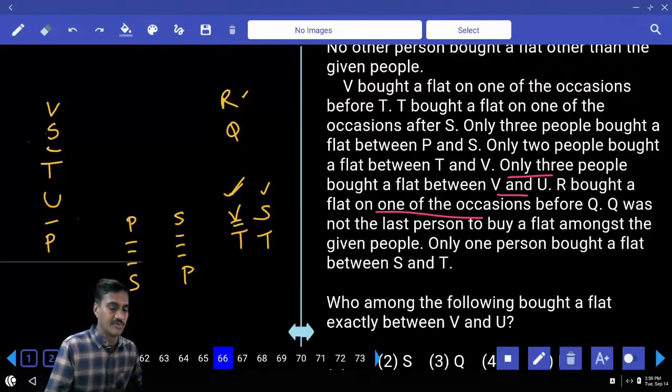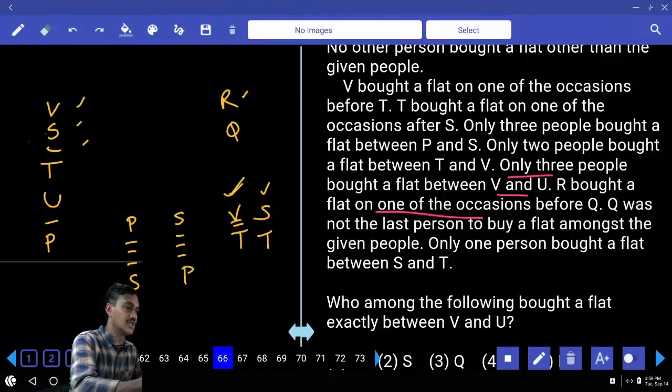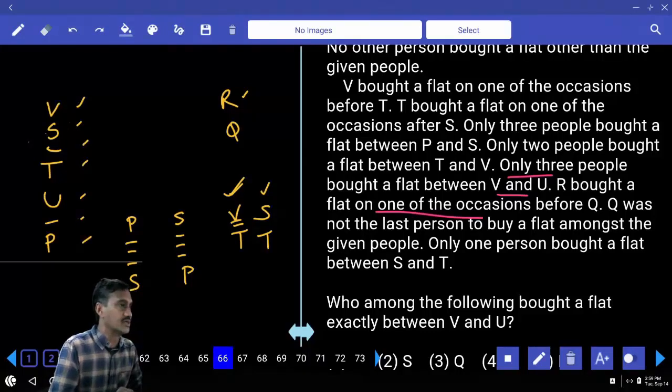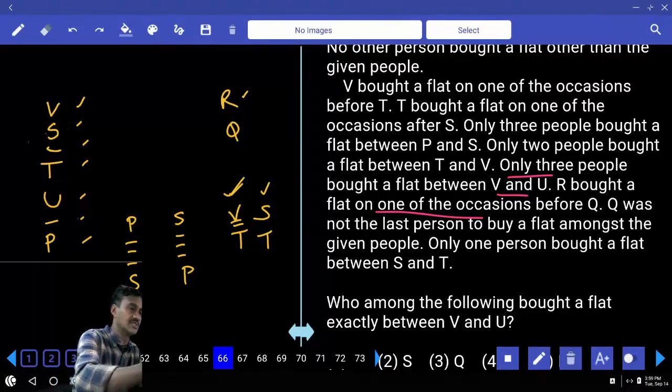And next one, only 1 person bought a flat between S and T. S కి T కి మధ్యలో ఒక రావాలి కదండి. 1, 2, 3, 4, 5, 6, 7 members were done. As 7 persons were done, S and P 1, 2, 3. Only 3 persons between S and P.